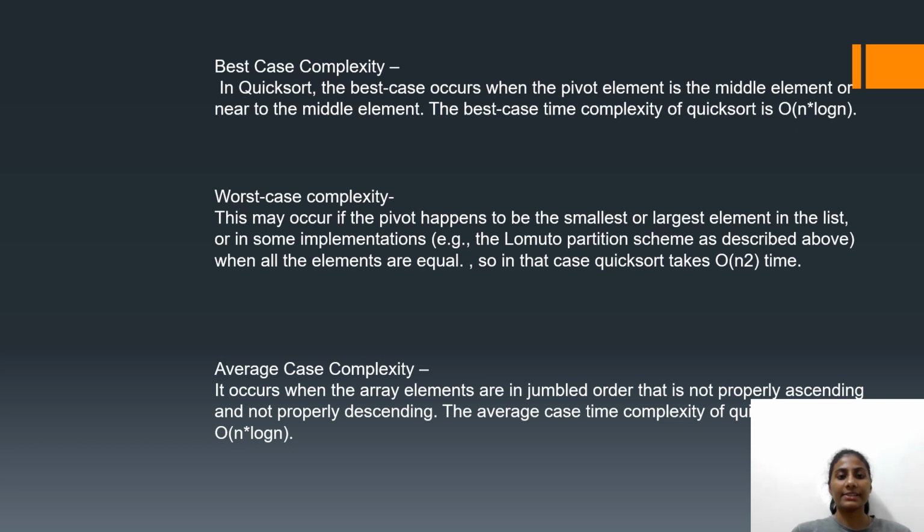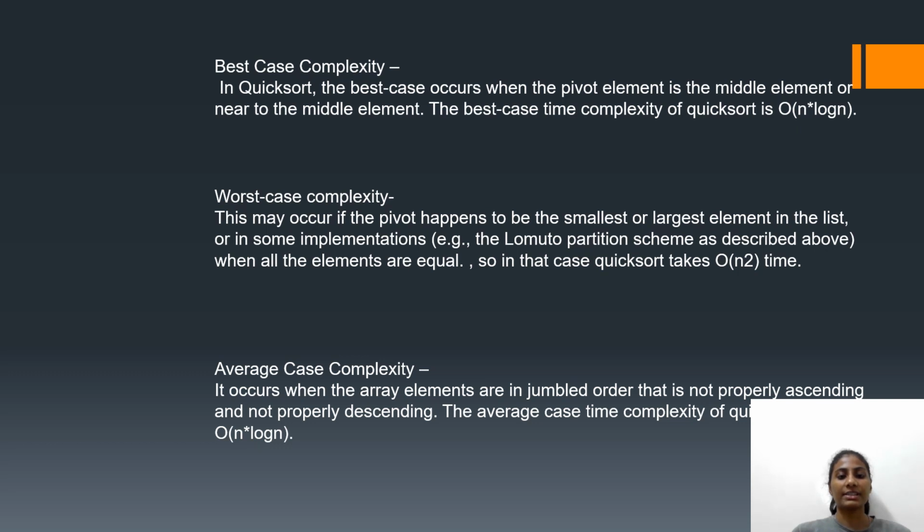Worst case complexity. This may occur if the pivot happens to be the smallest or largest element in the list, or in some implementations, for example the Lomuto partition scheme as described above, when all the elements are equal. In the case of quicksort, it takes O of n squared time.